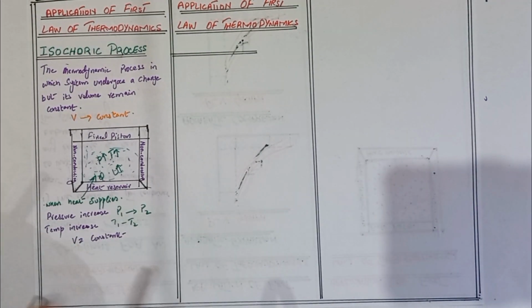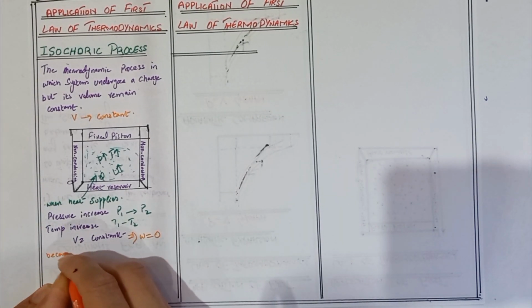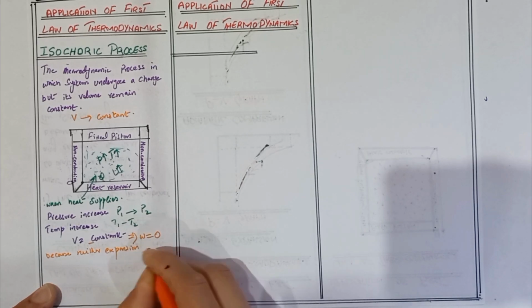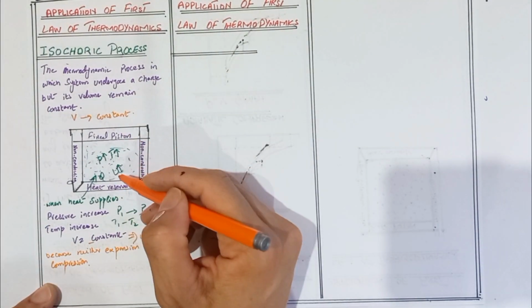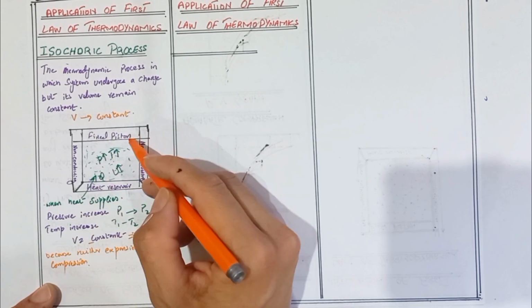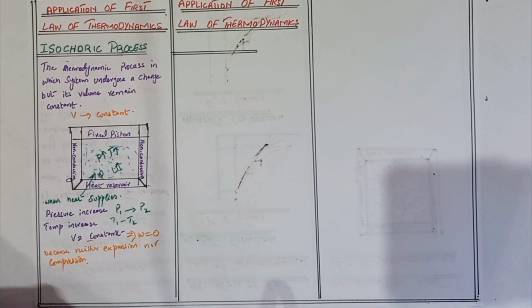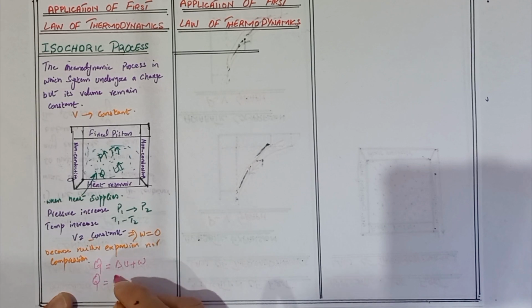When volume is constant, then no work is done because there is neither expansion nor compression. Work is done when the gas is expanded or compressed. Here the piston is fixed, so the gas neither expands nor compresses, so work done is zero. So the first law of thermodynamics is Q is equal to delta U plus W. Work done is zero, so heat supplied is equal to the change in internal energy of the system.